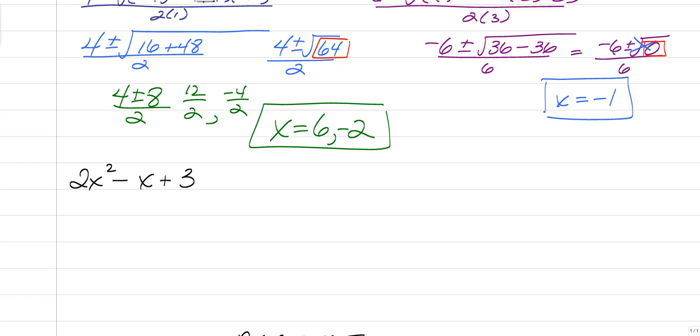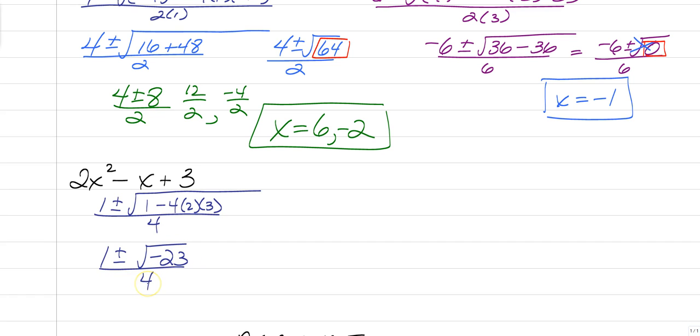Well, we're just going to quickly go through this last one because we've already done 2 examples of the quadratic formula. So this one would be 1 plus or minus the square root. We're going to skip to the b squared, which would be 1 minus 4 times a, which is 2 times 3. And that right there all over 2 times 2, which would be 4. And we have 1 plus or minus, and over here, look, we've got 8, 24. So we have 1 minus 24. We have the square root of a negative 23 all over 4.